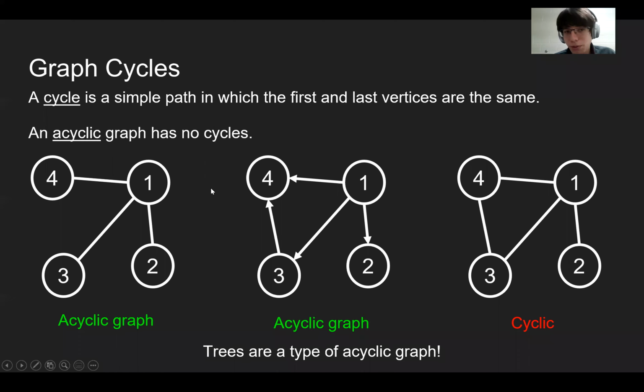So okay, what about a graph cycle? A cycle in a graph is a simple path. So that's some sequence of vertices which are all connected by edges to one another, in which you never visit a vertex more than once. And it's a cycle if you have that path and the first and last vertices are the same. So that's how we can define a cycle.